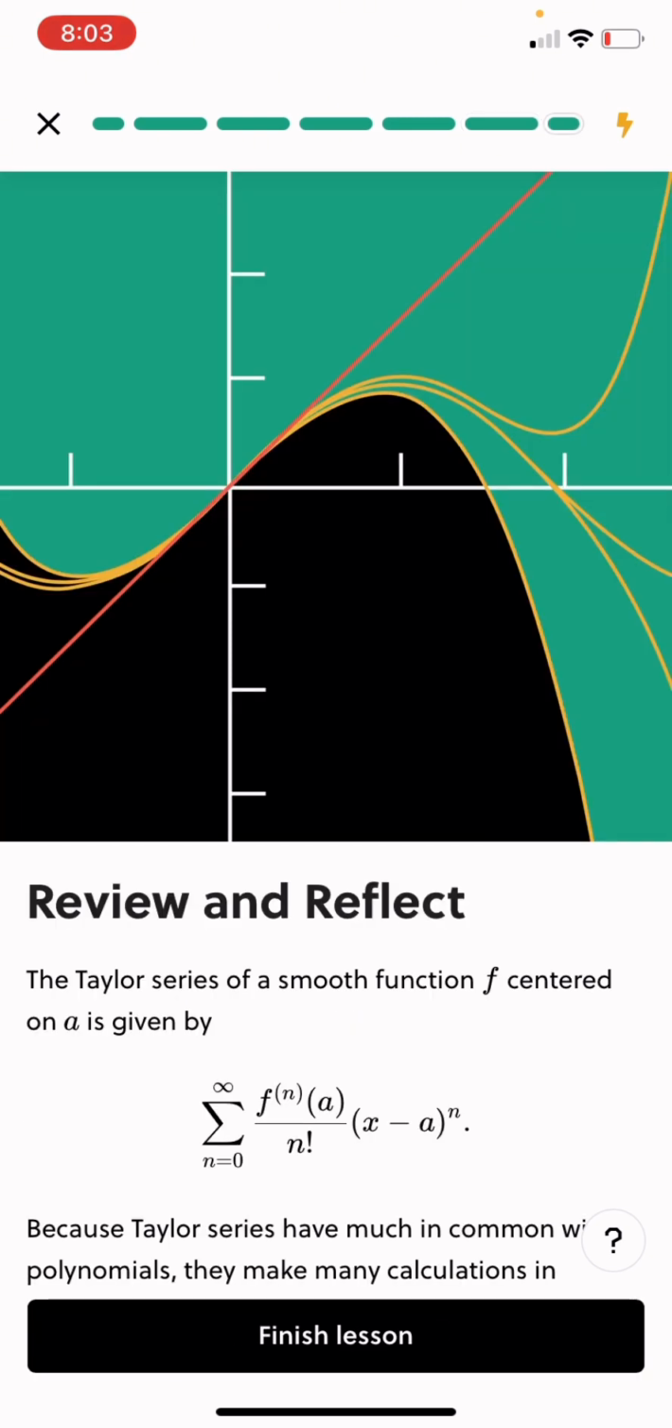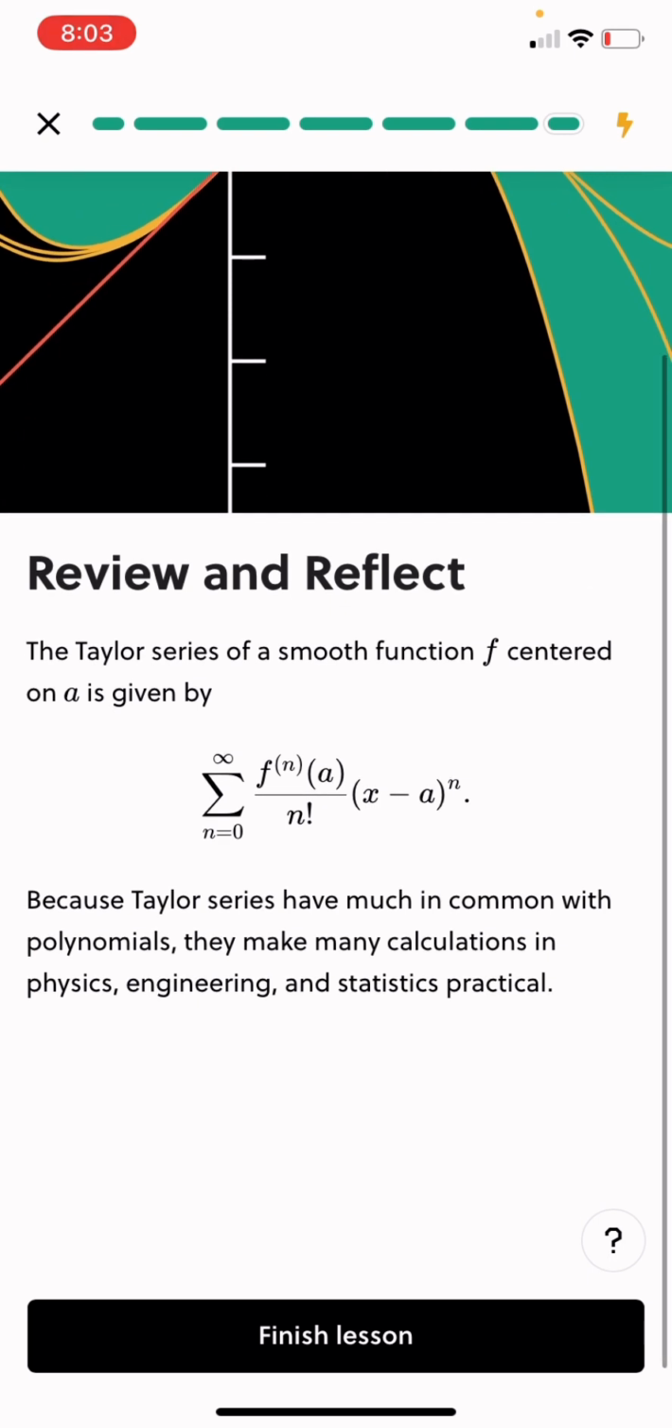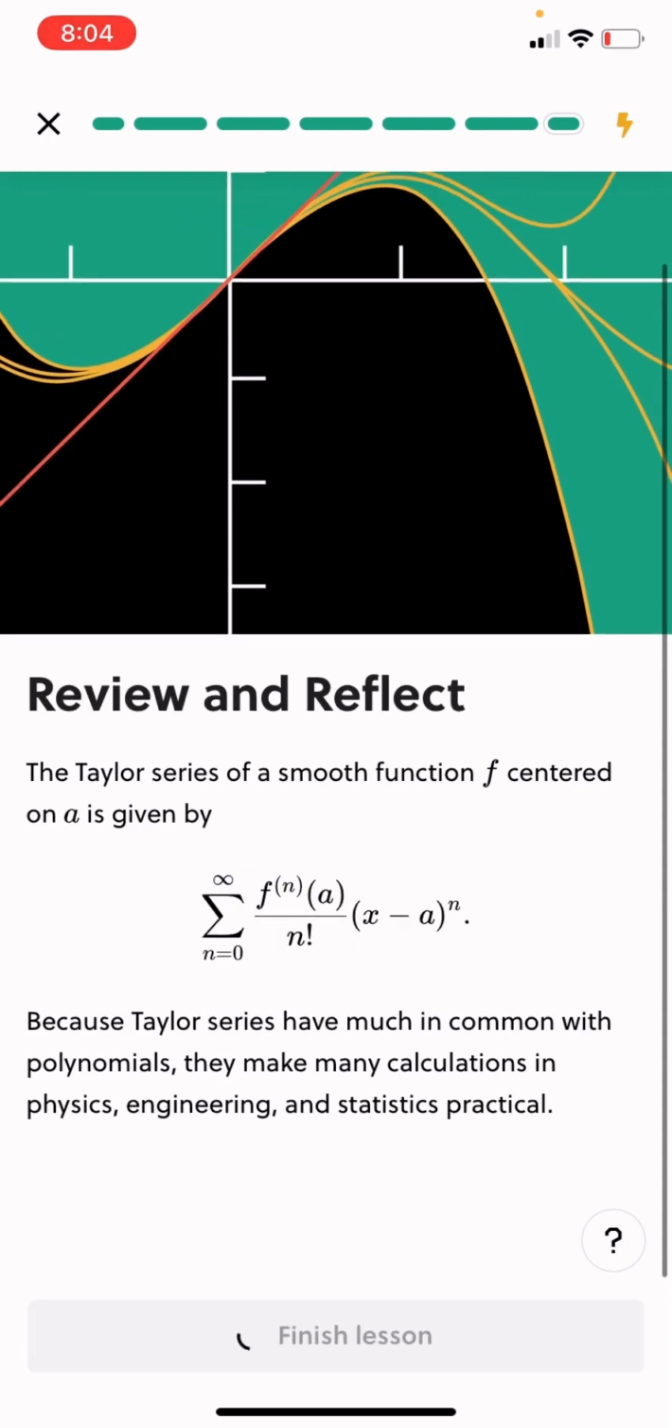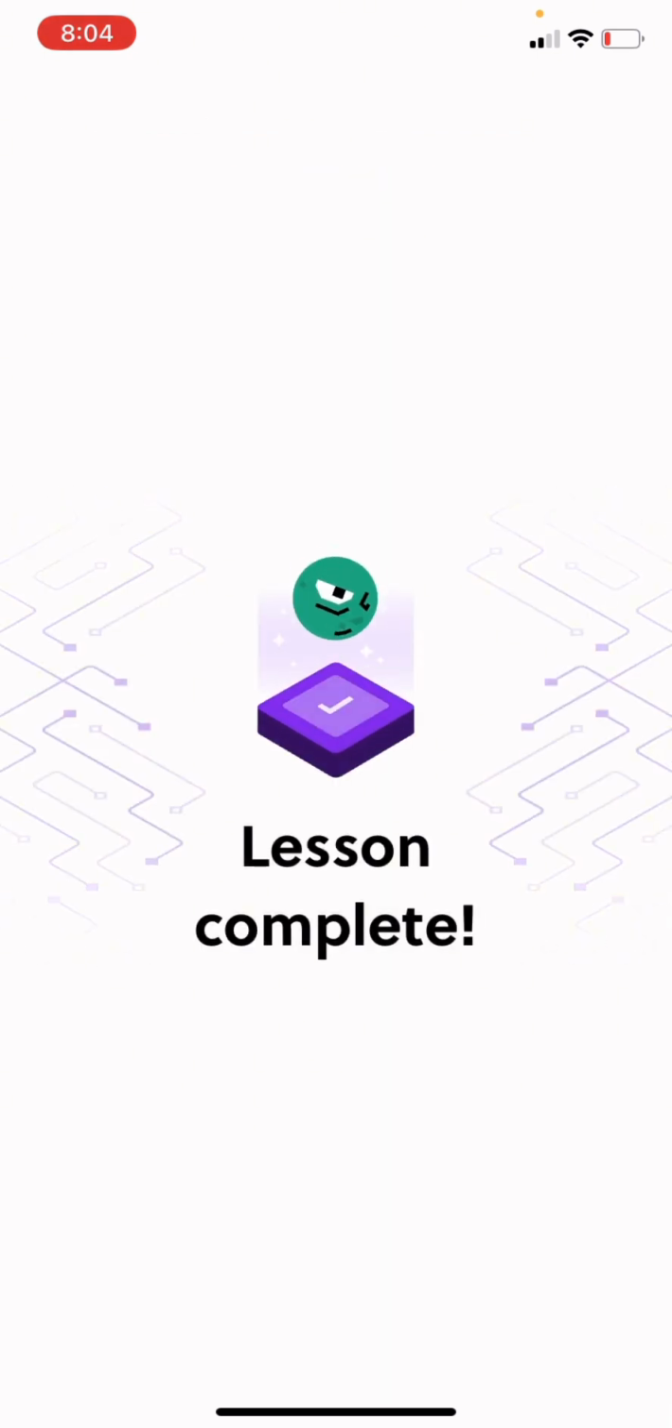So in conclusion, review and reflect. The Taylor series of a smooth function f centered on a is given by the infinite sum over n equals 0 of f to the n of a over n factorial times x minus a to the power n. Because Taylor series have much in common with polynomials, they make many calculations in physics, engineering, and statistics practical. That's very useful. And then we can finish the lesson for today.